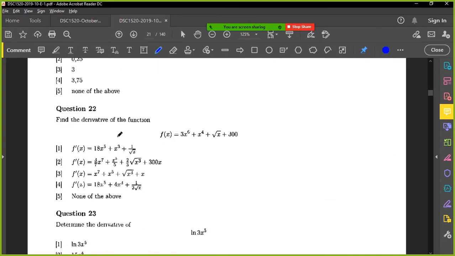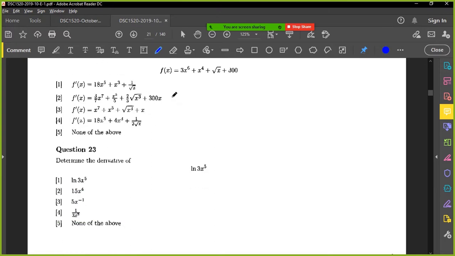Find the derivative of the function. When you have lots of terms, you have to make this all in this notation. So how do I get this into that notation?